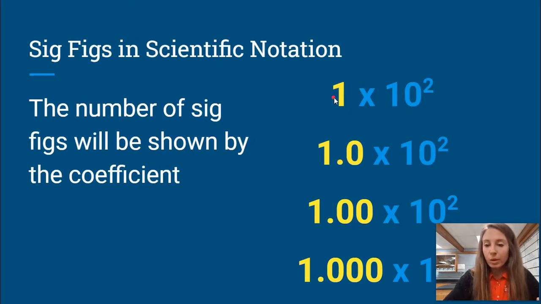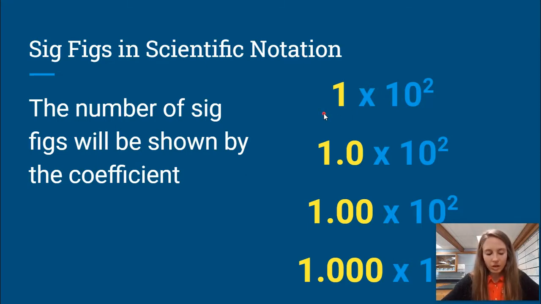You are going to report the number of significant figures in your value in the coefficient. We are going to use the number 100 as an example. If your value of 100 only has one significant figure, if only the 1 is significant, you would report that in scientific notation as this top one, 1 times 10 to the second. You're going to look at the coefficient. If the coefficient only has one value in it, that means that there's only going to be one significant figure.